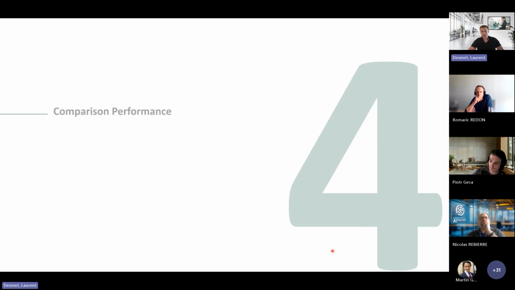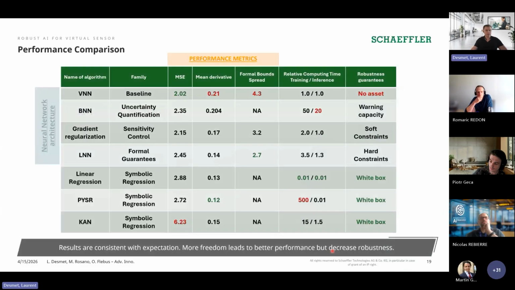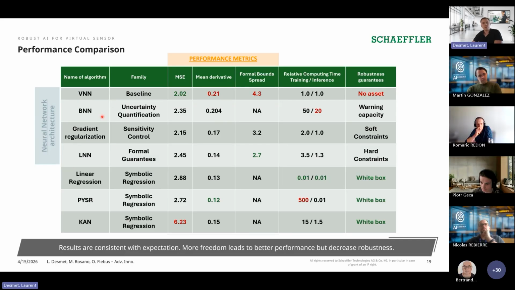So this is the ugliest slide of the presentation, so I apologize for that. Okay, what do we have here? Let's take it slowly. Here you have all the algorithms on network architecture. Okay, so vanilla neural network, Bayesian neural network, the gradient regularization, and the Lipschitz. Here it's basically the different symbolic regression approaches. Okay, so the linear regression is a symbolic approach, right? Because at the end you have an analytical formula in a way. We have PySR and we have the Kolmogorov-Arnold network.